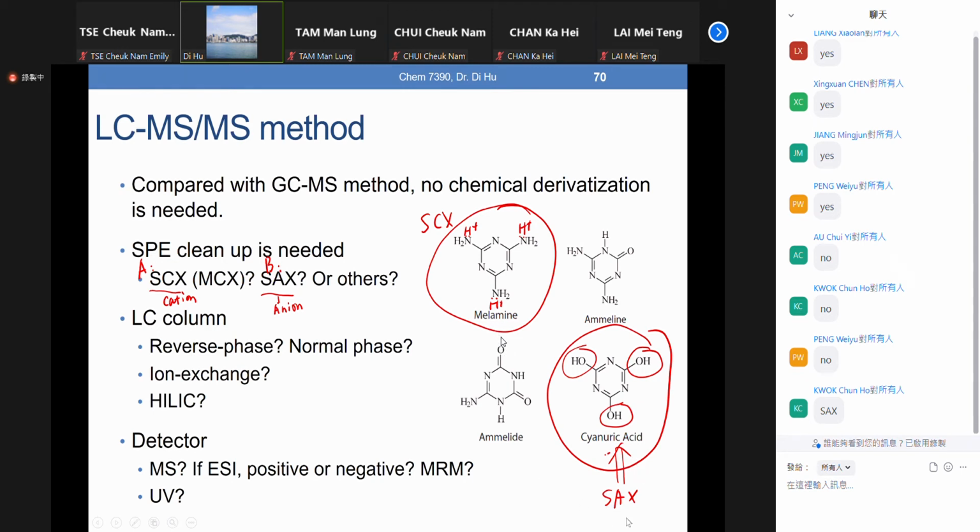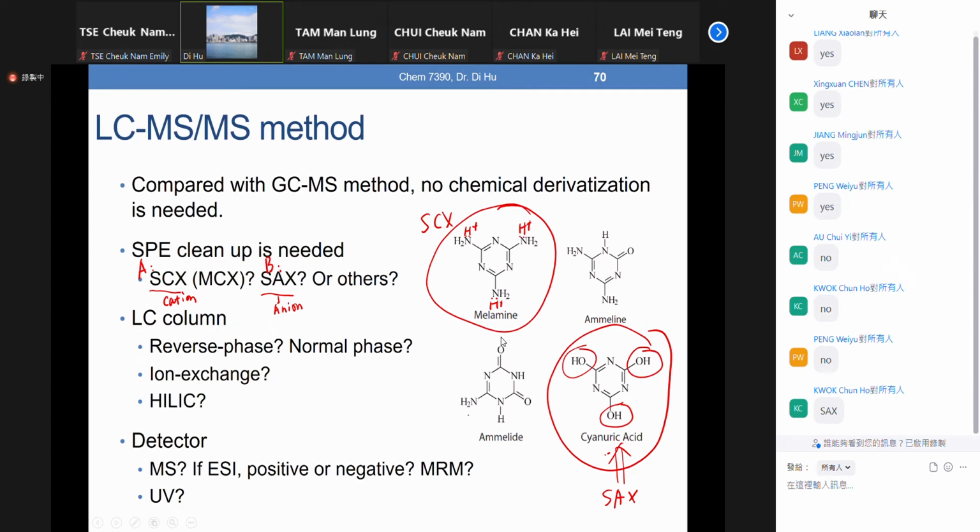And for SAX, it's the opposite, because you want to make this one negatively charged. It's a weak acid. So first you add base to it, let it be negatively charged, then load it on the SAX, and then use acidified methanol for the elution. This is very important. You have to look at the chemical structure, and then choose the right one to do the sample cleanup.